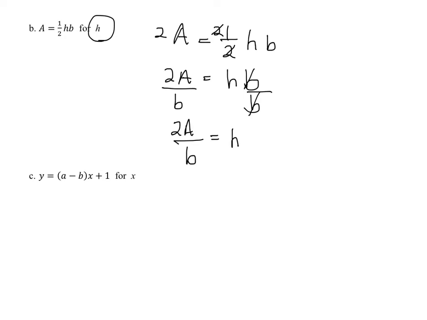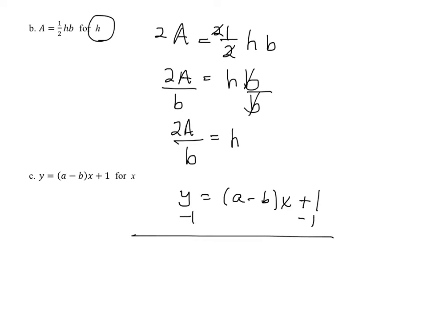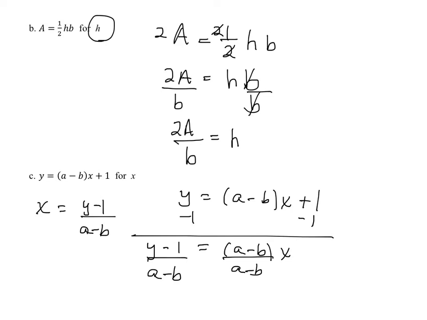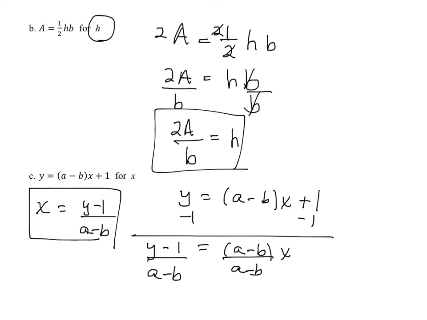Now let's do the next one. So, I'm going to rewrite it over here. So I'm going to subtract 1 from both sides. So y and 1 can't be combined, so we just write them next to each other like that. And then I'm going to divide both sides by a minus b. There we go. So x is equal to y minus 1 over a minus b. Don't be lazy. Rewrite them out, you guys, so that you can see everything is clear.